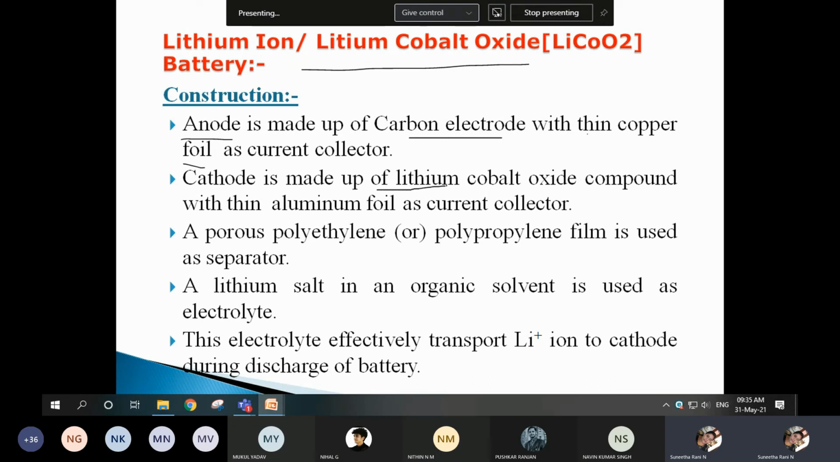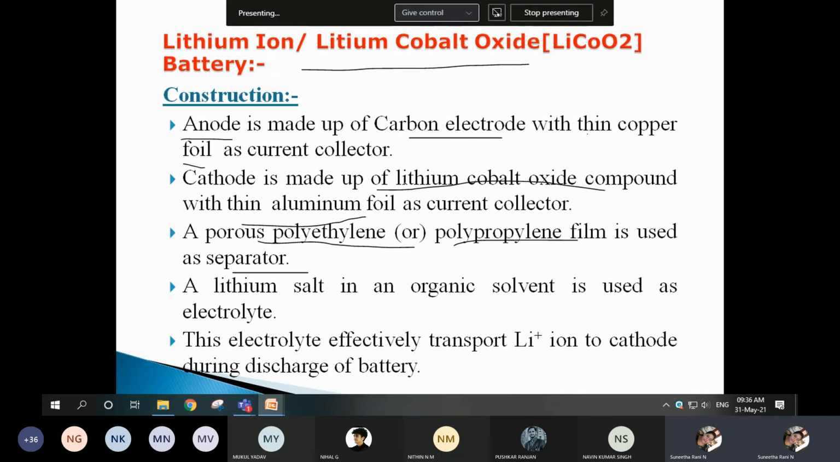Cathode is made up of lithium cobalt oxide, with a thin layer of aluminum foil used as a current collector. So in the anode compartment, the current collector is copper foil. In the cathode compartment, the current collector is aluminum foil. And we use a separator. The separator is porous polyethylene or polypropylene.